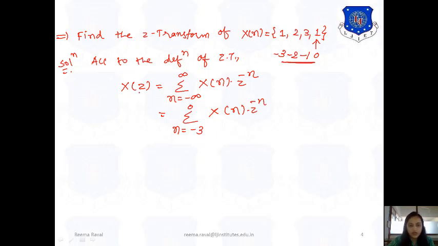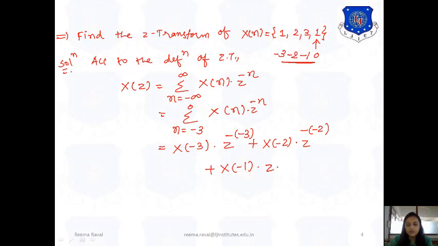So now let us place first n equals minus 3, then n equals minus 2, minus 1 and 0, and we will place the values accordingly. So first let us take n equals minus 3. So x of minus 3 into z raised to minus of minus 3 plus x of minus 2 into z raised to minus of minus 2 plus the next instant, minus 1. So x of minus 1 into z raised to minus of minus 1, and the last instant n equals 0. So that is x of 0 into z raised to 0.